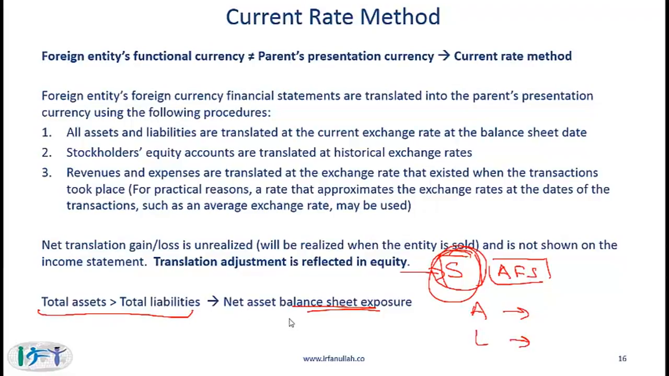So effectively we then have a net asset, which means that with a net asset, if the foreign currency appreciates, then that will have a positive impact on the balance sheet. With the current rate method, since we are translating all the assets and all the liabilities, generally there will be a net asset exposure.